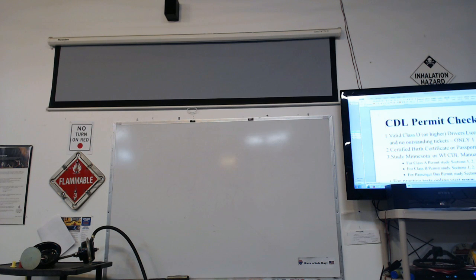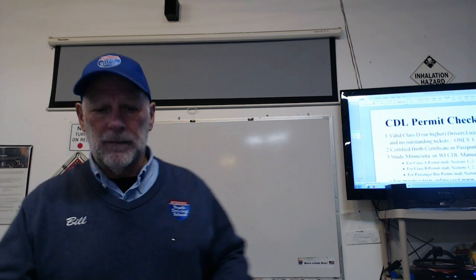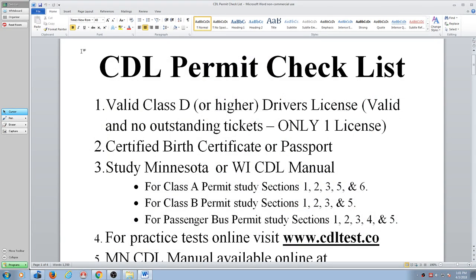So take that handout out, and I'd like to go over the mechanics of what it takes to get your permit. So first of all, you have to have a Class D license, a regular old driver's license. Are any of you Wisconsin residents? Everybody's Minnesota? Okay. Then you're also going to need either a certified birth certificate or a passport.